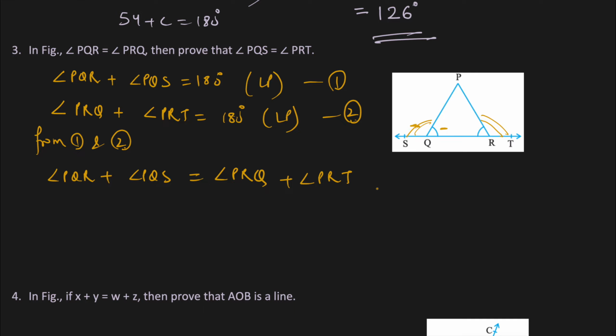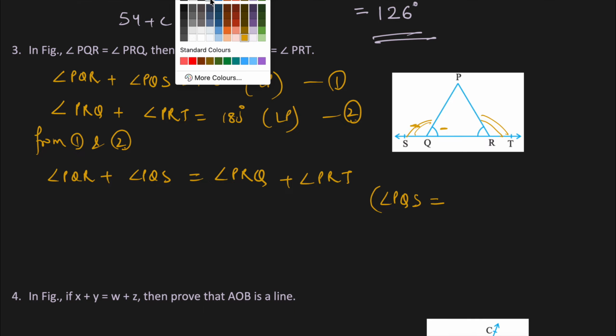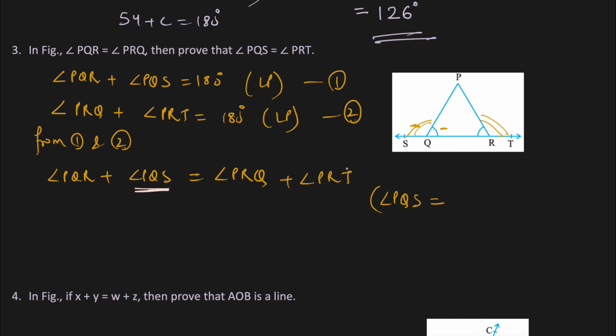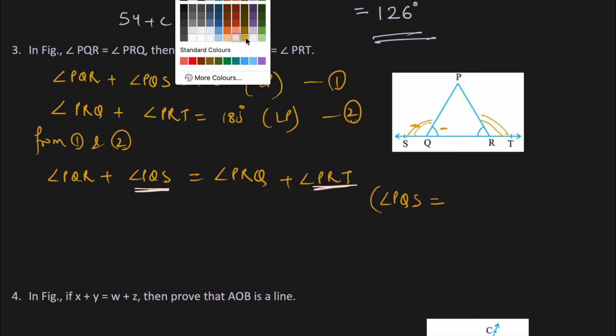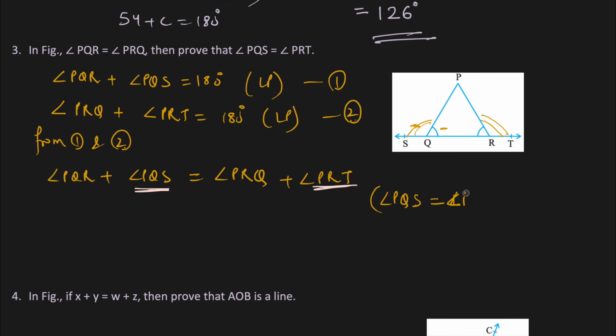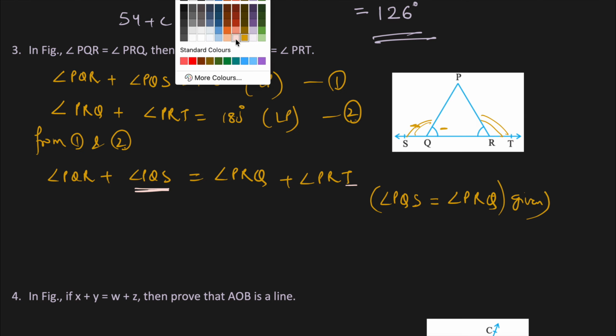Now what is given to you? It is given that PQS, this thing, I'll highlight it, PQS is equal to PRT, right? That's given to us, is equal to angle PRT. No, it is PRQ, sorry, I marked the wrong thing here. Let me erase this also and write better. PRQ. So it is equal to PRQ. This is given to you. So I'll change the color and highlight. These both are equal. Now when these both are equal, I can cancel them.